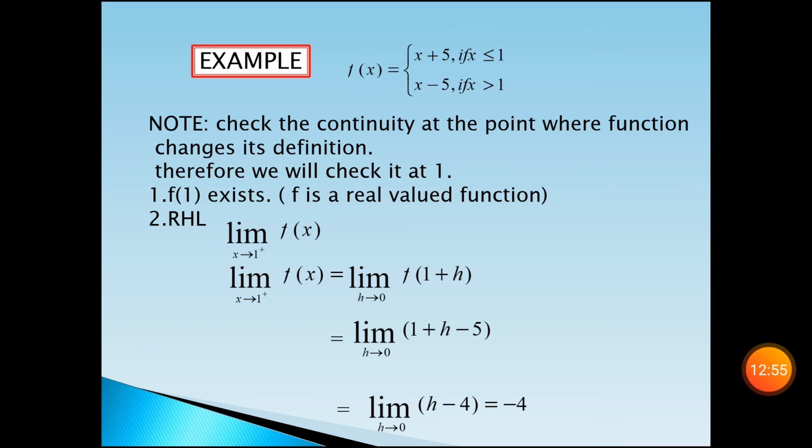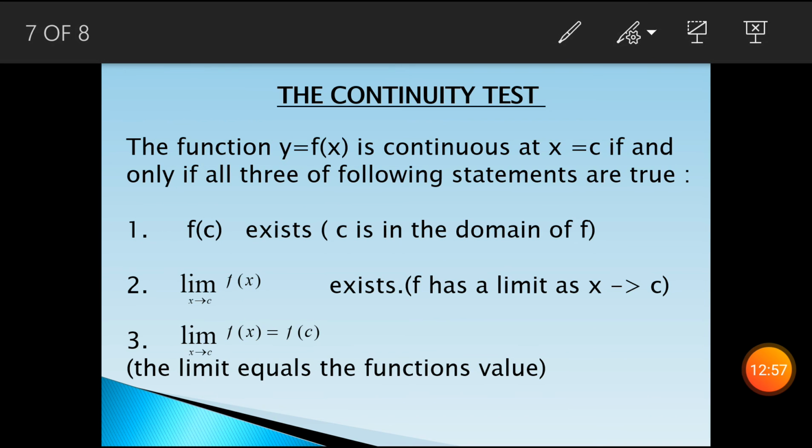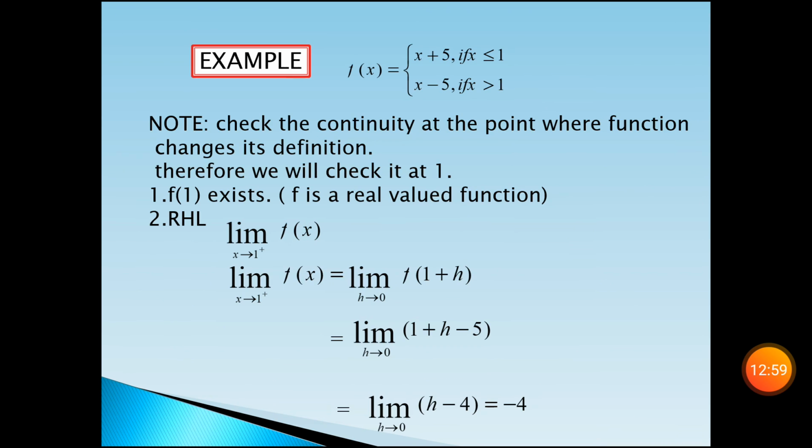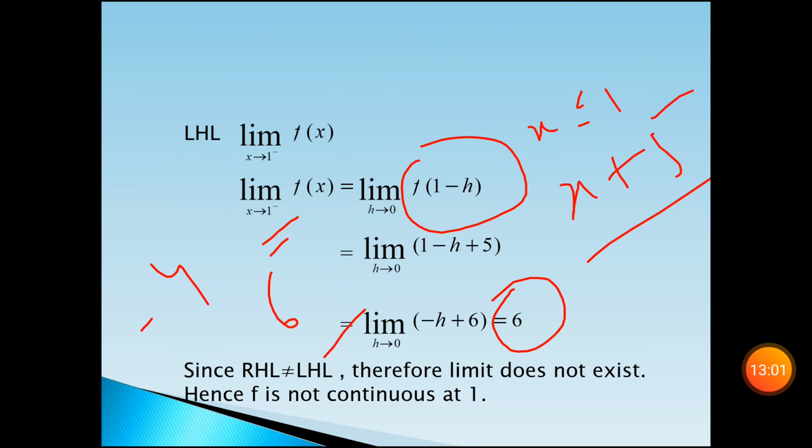Here you could see the right hand limit was minus 4 and the left hand limit was 6. As these two limits are not equal, the limit does not exist, and that was the primary requirement for continuity. So if the limit does not exist, on that basis we can conclude that the function is not continuous. So dear students, the function is not continuous at 1.